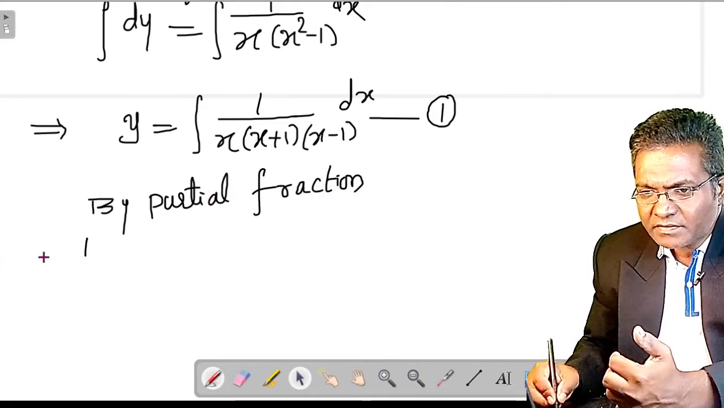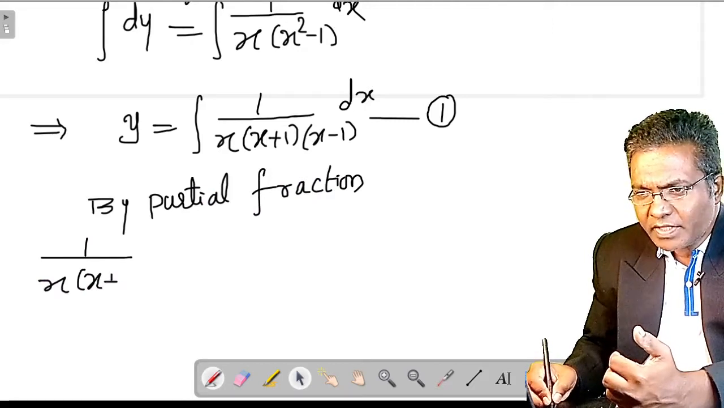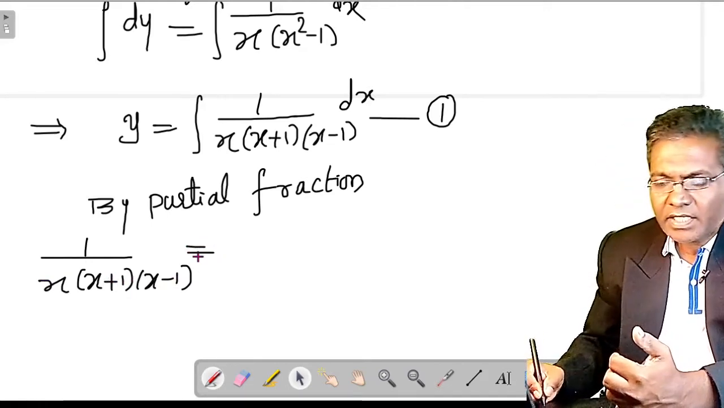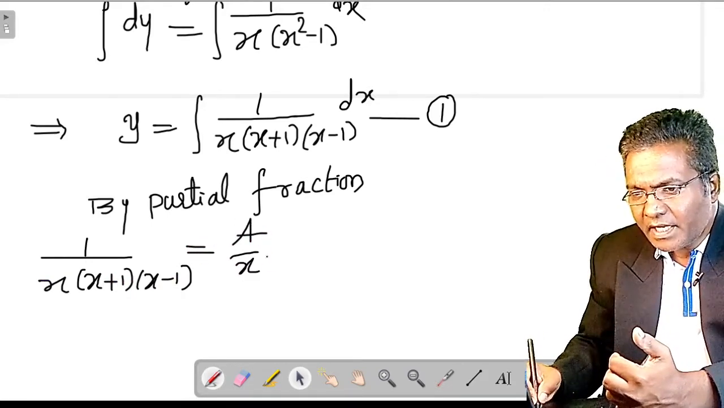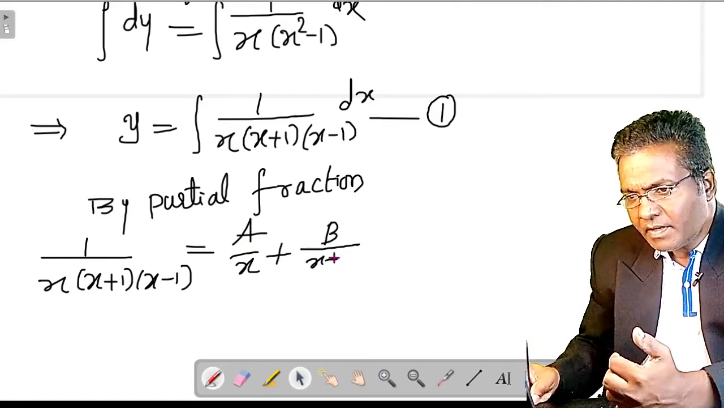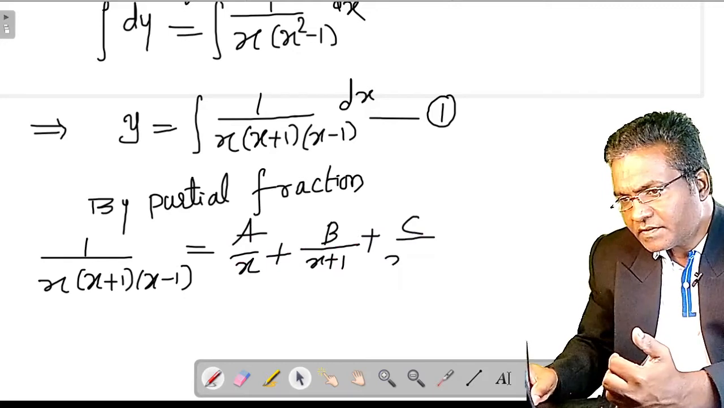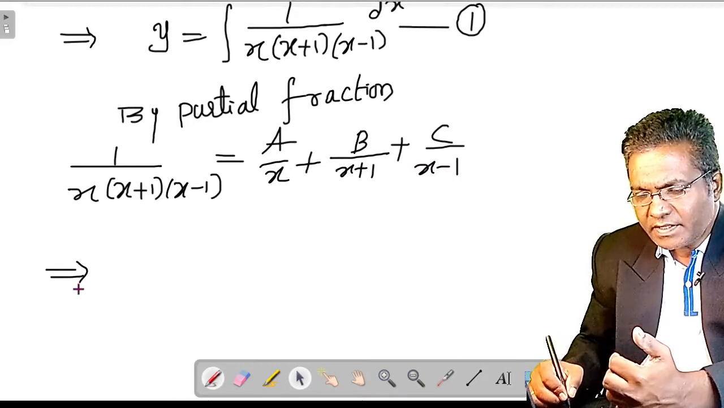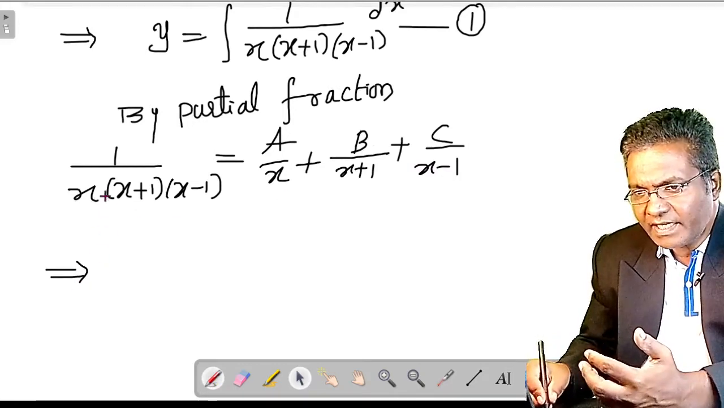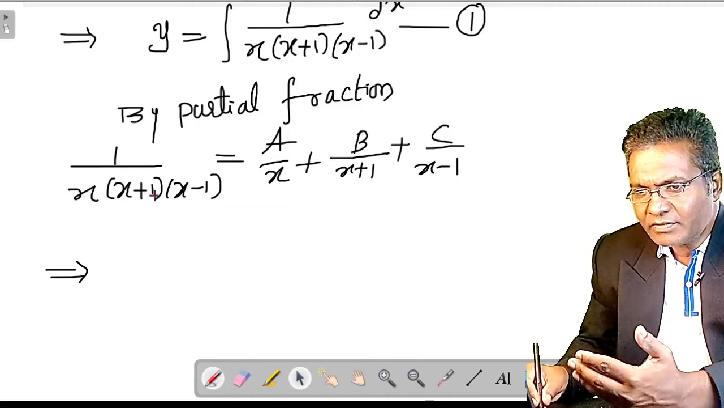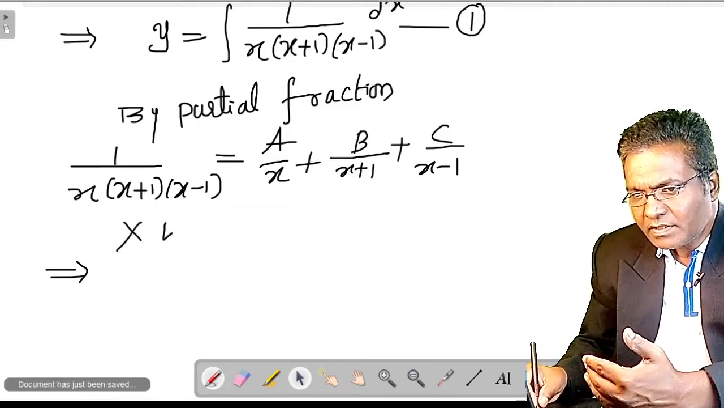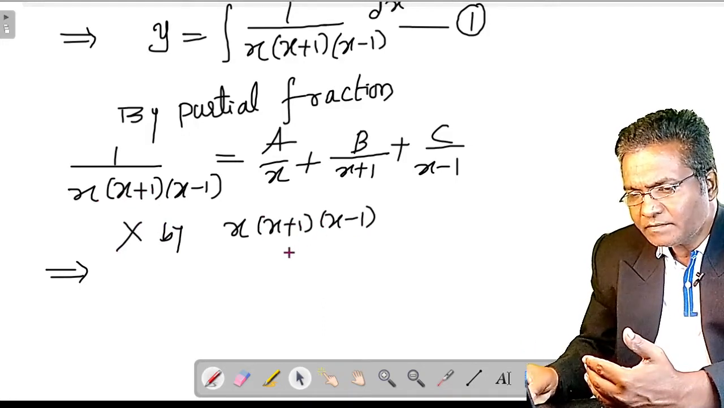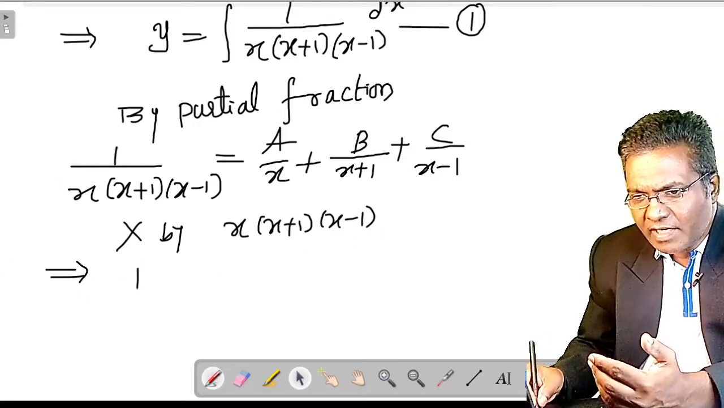1 by x into x plus 1 into x minus 1 can be written as a by x, b by x plus 1, c by x minus 1. Okay. This implies if you multiply by x into x plus 1 into x minus 1, so what will we get? This side you will be left with 1.